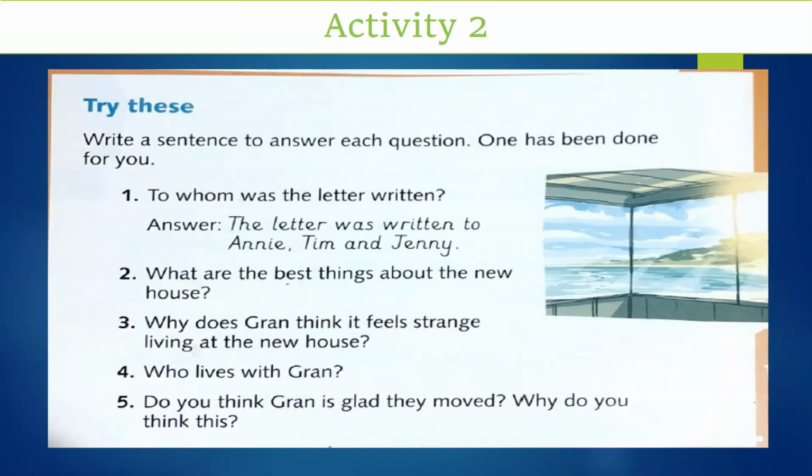Activity 2. You have to write a sentence to answer each question, like the one that has been done for you for number 1. To whom was the letter written? The answer is, the letter was written to Annie, Tim, and Jenny. So there are 4 remaining questions. I would like you to read it carefully and answer it in a complete sentence. Pause the video and do the activity. Time is up.